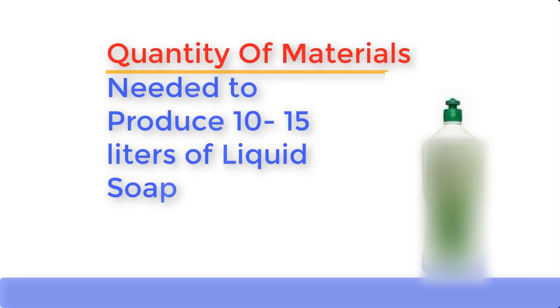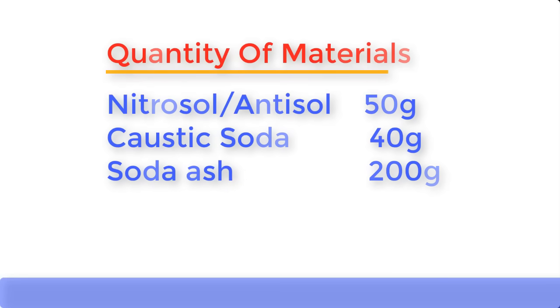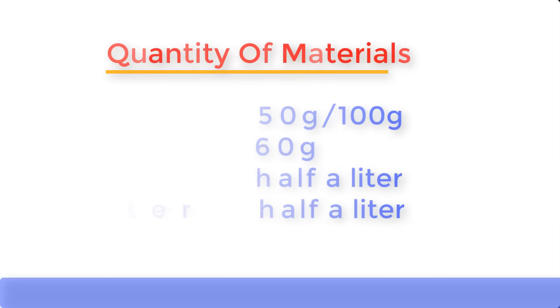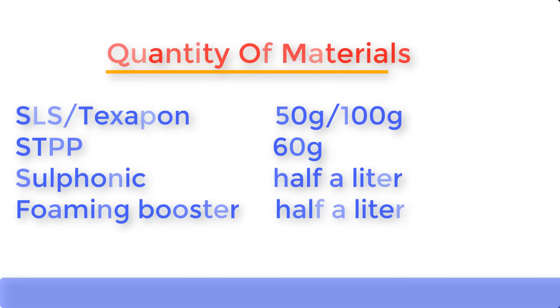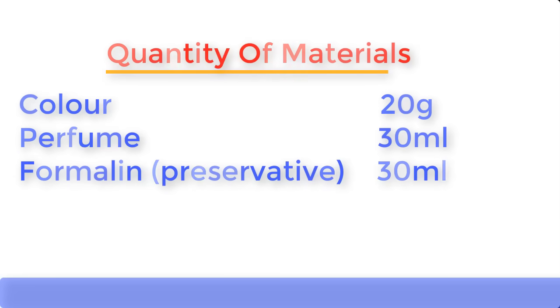Now let's establish the quantity of materials needed to produce 10 to 15 liters of liquid soap. Nitrosol or Antisol 50 gram, caustic soda 40 gram, soda ash 200 gram, SLS 50 gram, and when using Texapon 100 gram, STPP 60 gram, Sulphonic half a liter, foaming booster half a liter, color 20 gram, perfume 30 ml, and formalin 30 ml. Now let me show you the chemicals one by one and then we go into the mixing of the chemicals proper.